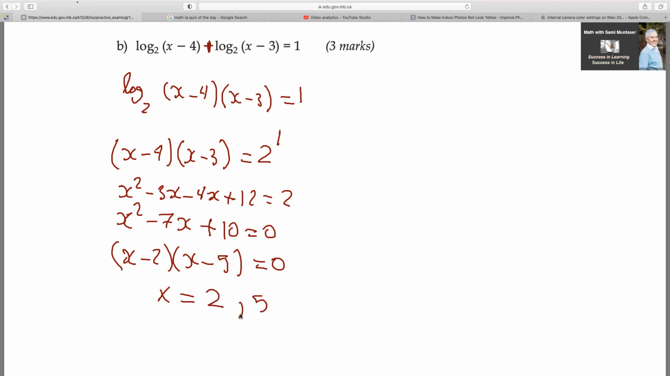We cannot accept these answers before we test them in the original function. So if we take 2 right here, 2 minus 4 is negative 2. Just know that you cannot log a negative number. You cannot log 0 or a negative number. So this has to be rejected. The 5 works here. So this becomes 1 and this becomes 2. So both logs work with 5, so 5 is your right answer. So x equals 5.